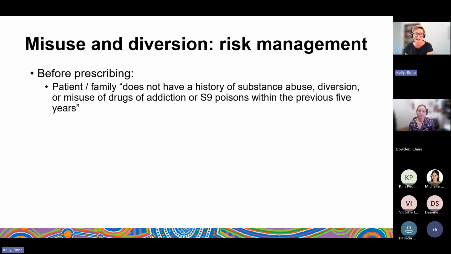So we, as prescribers, consider the risk factors that can be clear before prescribing. In the Monitored Medicines Code, it actually says the patient and family doesn't have a history of substance abuse, diversion, or misuse of drugs of addiction. Again, that can sometimes be hard to properly quantify, but we do have a sense from our history taking and from family discussions about that.